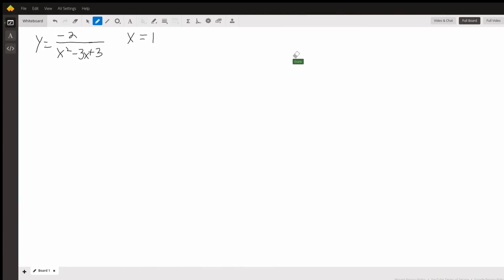The question asks for the equation of the line tangent to this equation, y equals -2 over x squared minus 3x plus 3, at x equals 1. I don't know what this function looks like, but let's say this is at x equal 1, and it wants that equation. This may not be an accurate picture. It's just an example of what it's asking for.